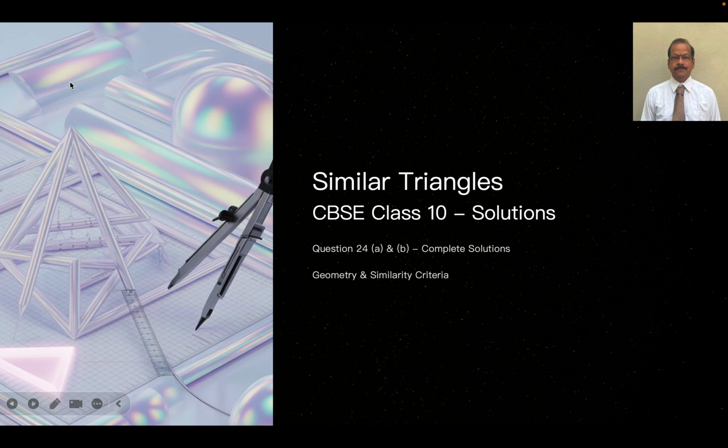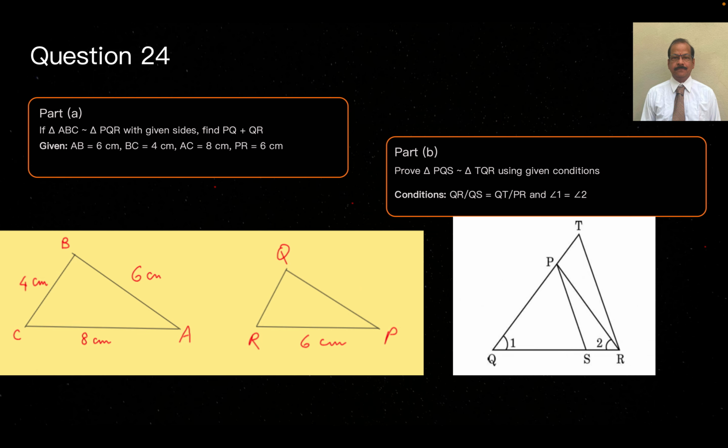We will be covering question number 24 in this particular episode. Question 24 consists of two parts, part A and part B. First, let us discuss part A. If triangle ABC and triangle PQR are similar with given sides, find PQ plus QR. Given AB equal to 6 centimeters, BC 4 centimeters, AC 8 centimeters, and PR 6 centimeters.